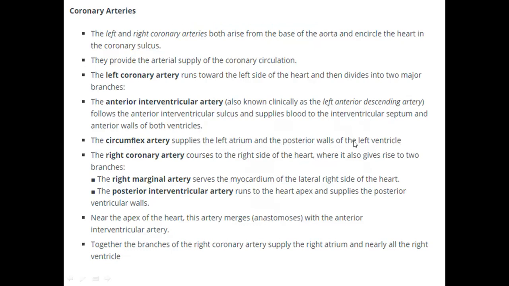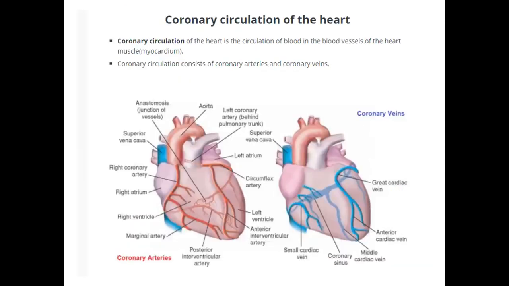Good. Now, the circumflex artery, which I showed you in the diagram, supplies the left atrium and the posterior walls of the left ventricle. Remember, I told you that the circumflex artery, this one here, is running posteriorly. That is why you see that the color of the red here is kind of faint, because it is running posteriorly, even though it originated from this place, from the left coronary artery. So this is the left coronary artery. So it gave a branch which is called the circumflex artery.